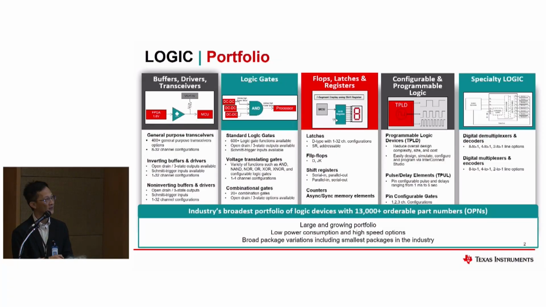If you look at our product space, for logic itself we have 13,000 products. Remember what Eddie mentioned in the morning: TI has 80,000 products overall. So logic itself is 13,000, around 15 to 16% of our products. Again, one of the key areas when we look at logic is that we are focusing very much on low power as well as high speed. Of course, it comes in various different packages.